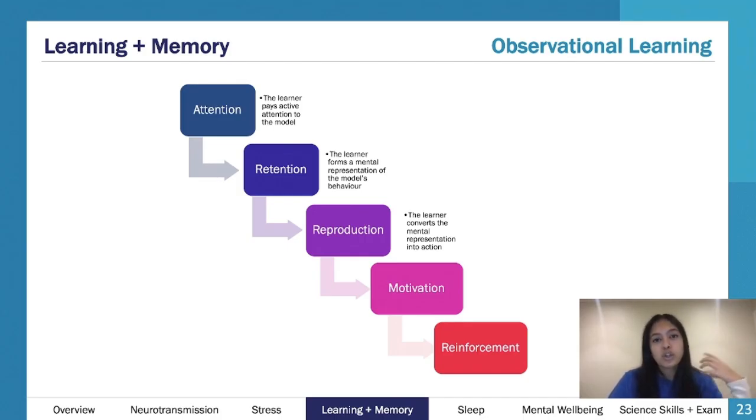Your retention, you're retaining information. So you're forming this mental representation. You're basically memorizing what the person is doing. Reproduction, you have the physical ability to reproduce this behavior.